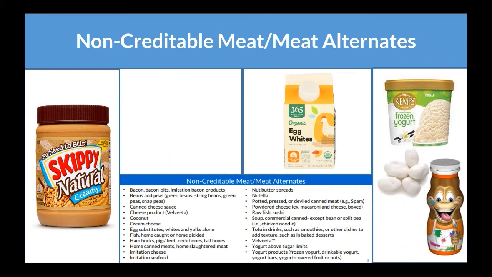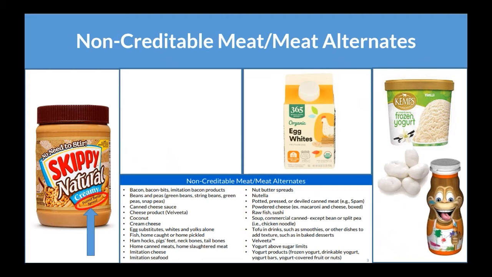Peanut and nut butter spreads are not creditable. So spreads are not the same as peanut butter or nut butter. The keyword is spread. Peanut and nut butter spreads do not have a standard of identity and are not formulated the same as a nut butter. And because of this, they are not creditable as a meat alternate.